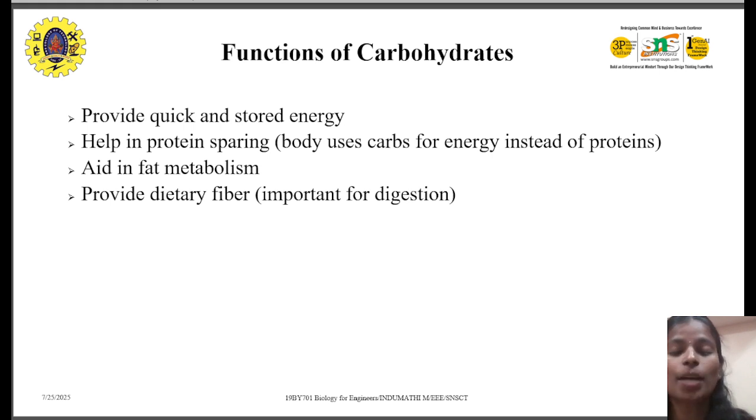So what does a carbohydrate do? It helps in protein sparing. That is, our body uses carbs for energy instead of proteins. We also provide quick and stored energy, and aid in fat metabolism, and so on.